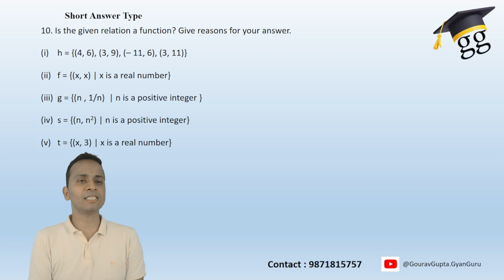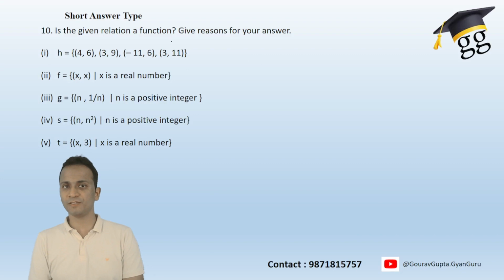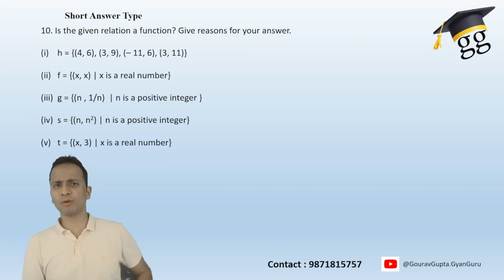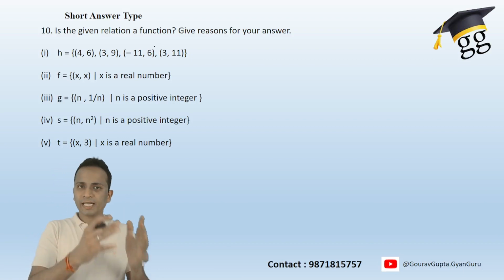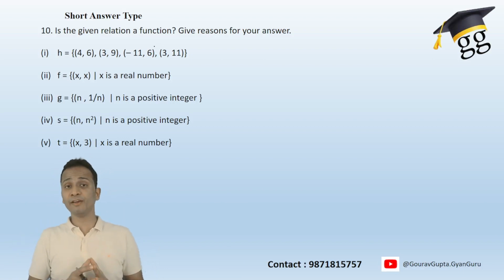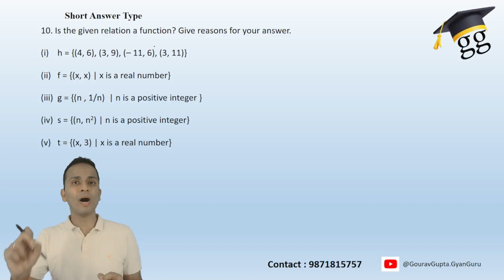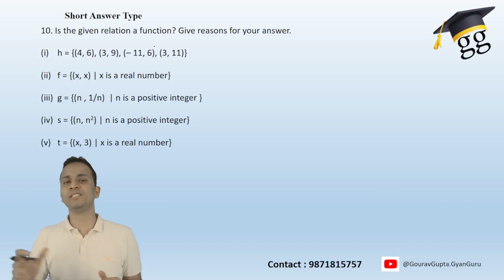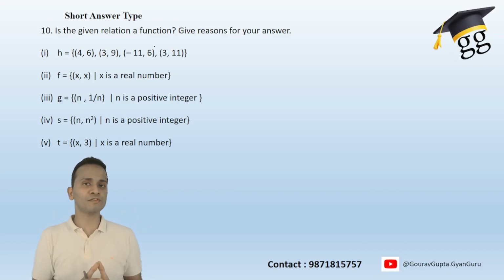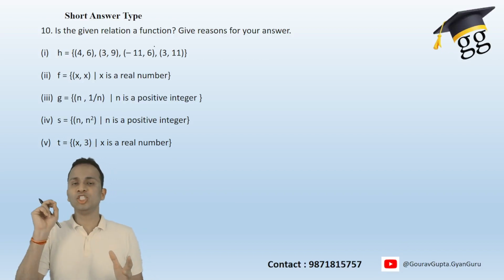Now moving on, looking at the next question, question number 10. Question number 10 has 5 parts. We have to find out if the given relation is a function. What is the proper definition of a function? A function from set A to set B is defined if every element of set A has one and only one image in set B, or every element of set A is associated with a unique element in set B.